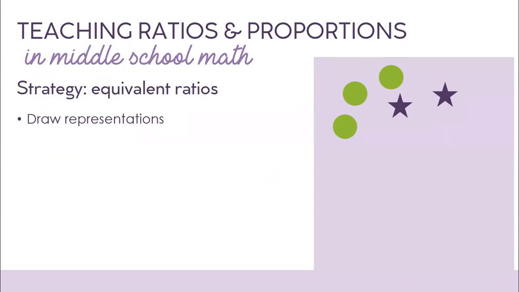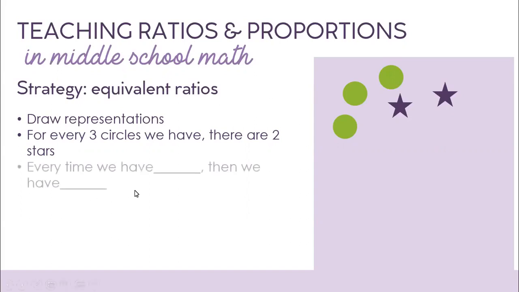And I use the phrasing, for every 3 circles we have, there are 2 stars. For some students, saying 3 to 2 isn't enough. I think adding the "we have" helps them understand just a little bit better. I think there's just something weird about just saying "for every this, that." Maybe it makes it a little bit more real. It's more of a complete sentence. I don't know. But I like to say for every this, or every time we have this, then we have that.